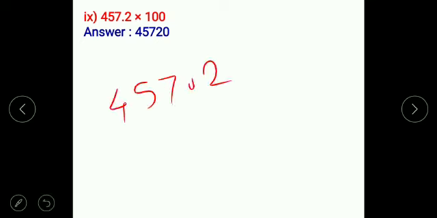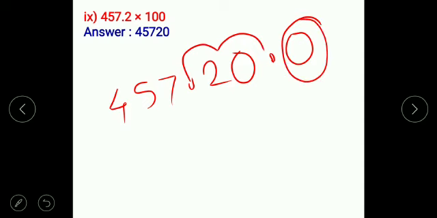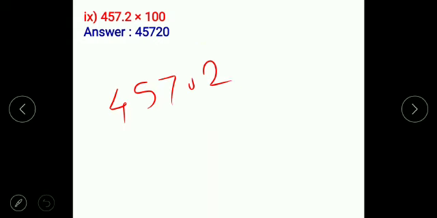So here the number is 457.2, correct? There is only one digit after this decimal point, so we have to put a 0 here. So shift this decimal point after 2 digits, so here 1 and 2. So put the decimal point here and again put a 0. So what is the answer here? After this decimal point the number is only 0, so you can remove this 0. And here the answer is 45720.